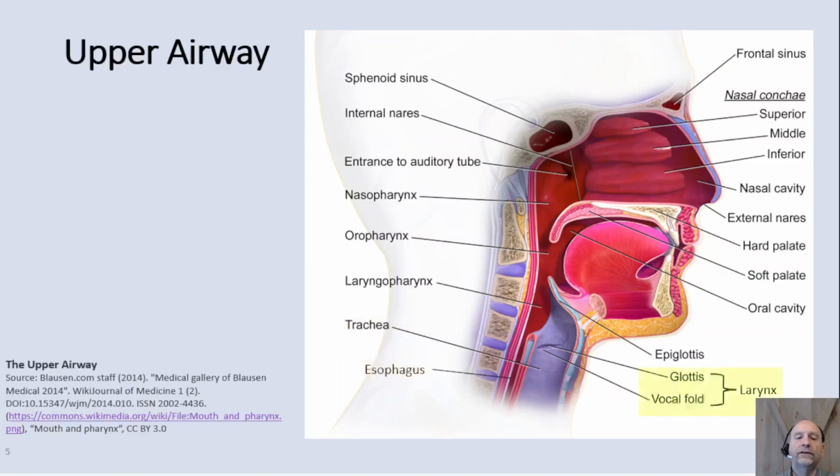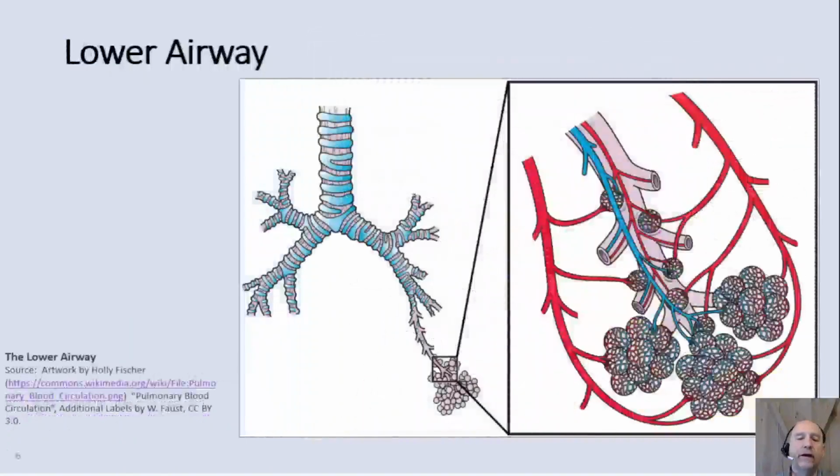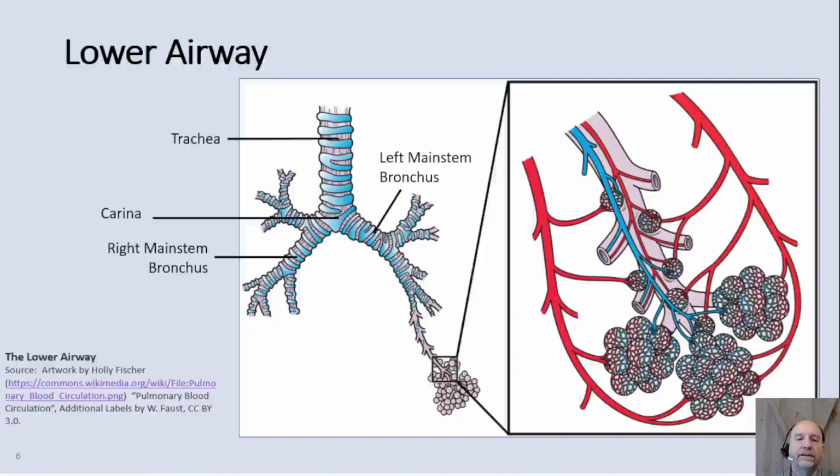The larynx joins the pharynx to the trachea to facilitate air passage into the lower airway, to act as a sphincter to prevent solids and liquids from entering the lower airway, and contains the vocal cords that produce speech. From the larynx or voice box, the air continues down the trachea to the carina, where the trachea divides into the right and left mainstem bronchi.